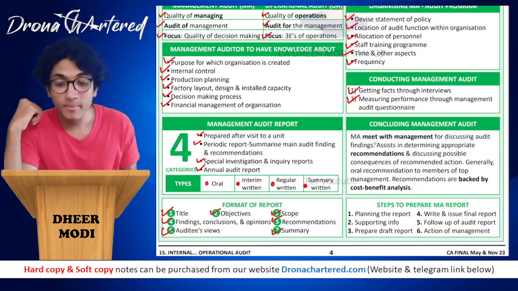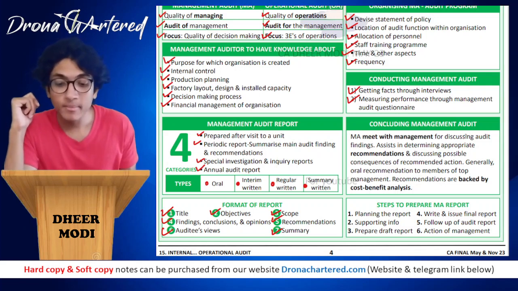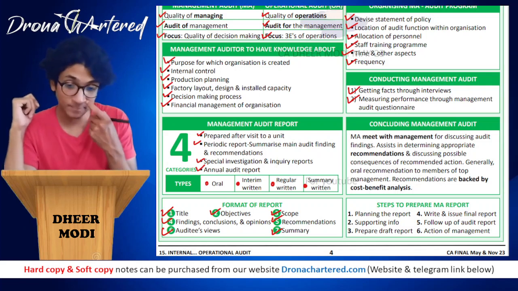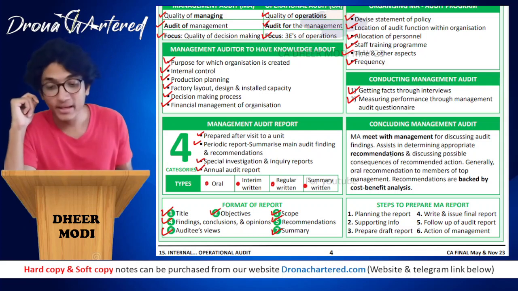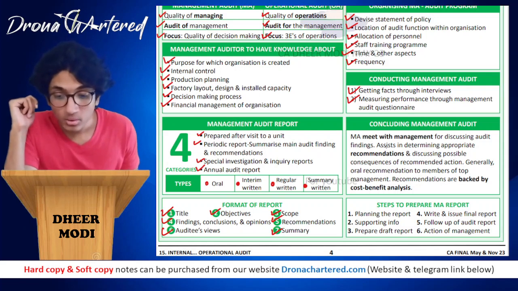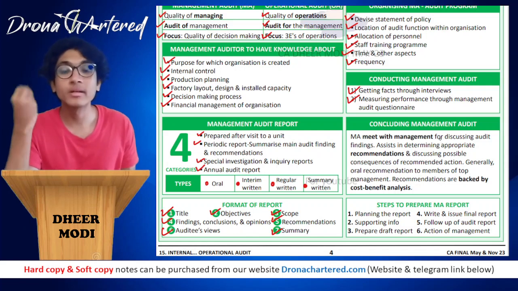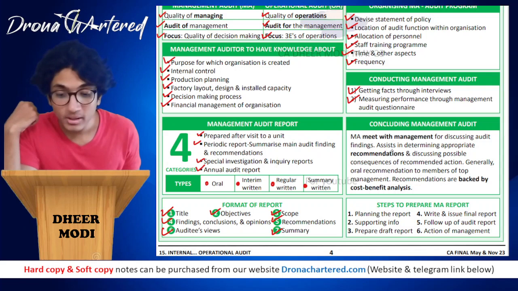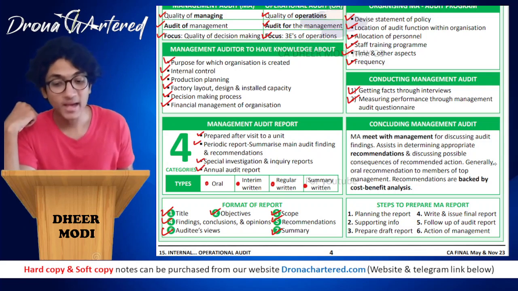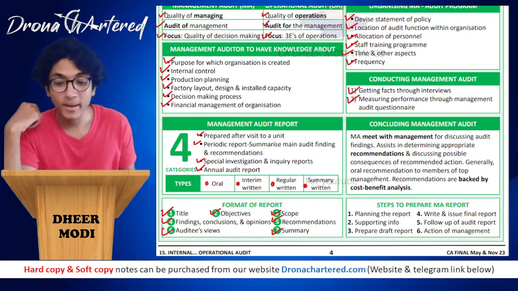Okay, concluding a management audit. Your management auditor, MA, meets with the management for discussing audit findings. That means you are ending an audit and discussing findings to assist in determining appropriate recommendations. When you discuss the audit findings, it will help you determine what the appropriate recommendations are, and discussing possible consequences of the recommended actions. Generally, it is an oral recommendation to members of top management.